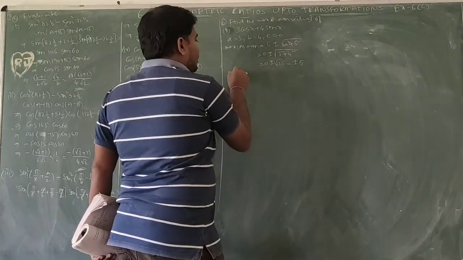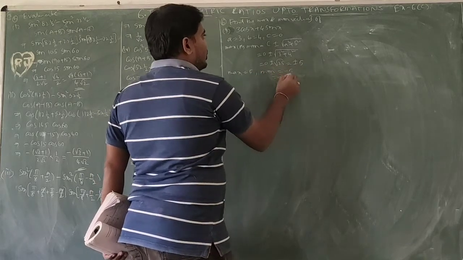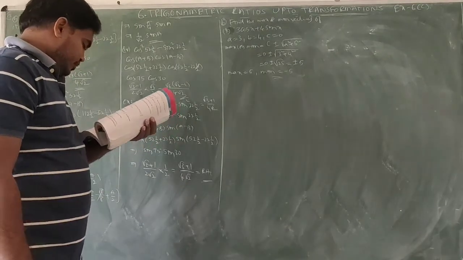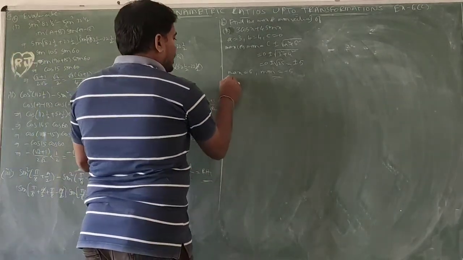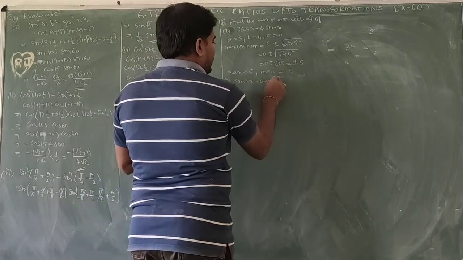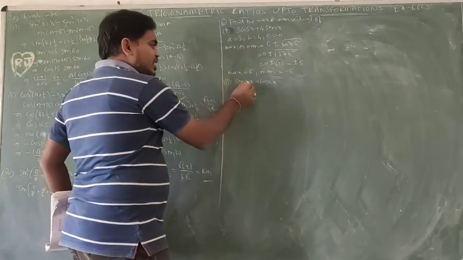So maximum equal to 5, minimum equal to minus 5. So this is the solution. Okay, next, second: sin 2x minus cos 2x. So once we observe the angles, this is 2x, this is 2x.